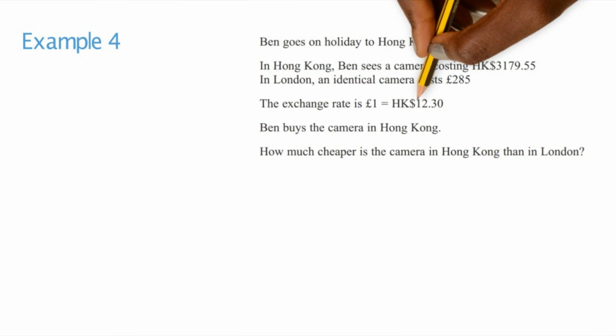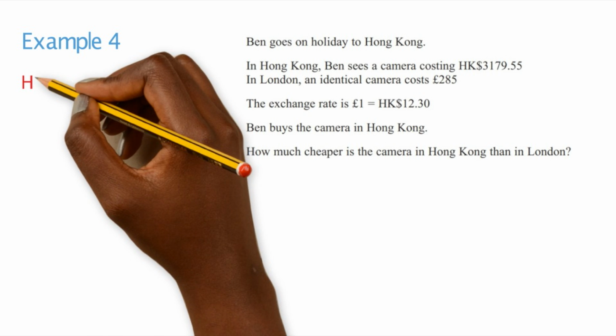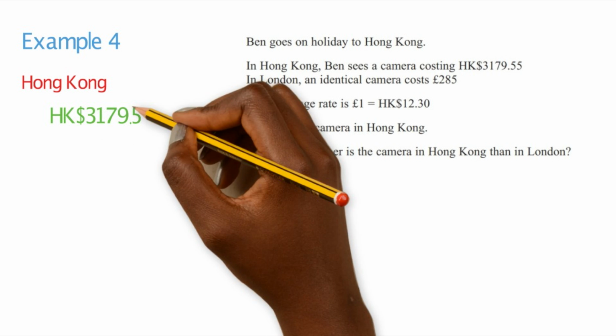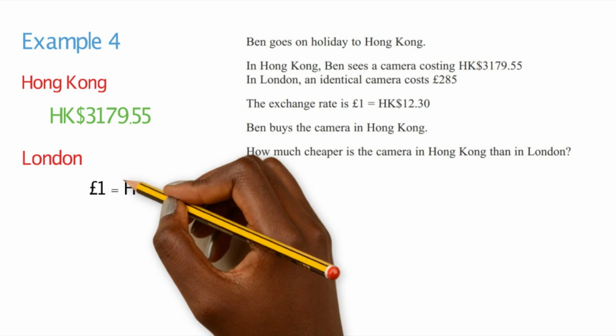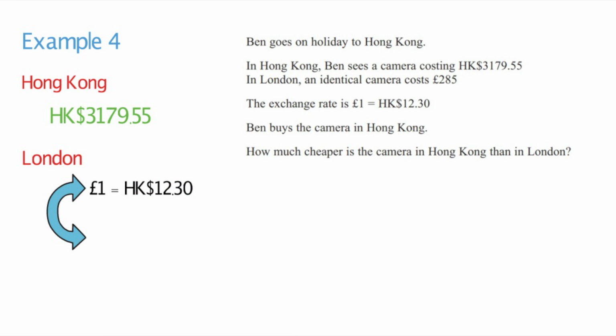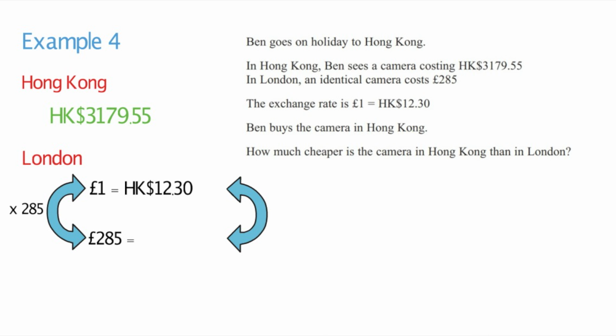Example 4. In this case, Ben is going to compare a camera price in Hong Kong and London. This is a really common type of question that comes up. The first thing that I would do is write down how much it costs in Hong Kong. In the question, it says that it costs 3,179.55 Hong Kong dollars. Then in London, the camera costs £285. Always write the rate first before we exchange. Then think of what number you times 1 by to get 285, which is 285. Then you're going to do 12.30 times 285 to work out how much it is in Hong Kong dollars.